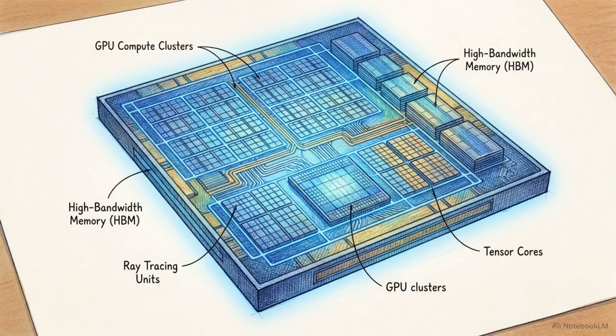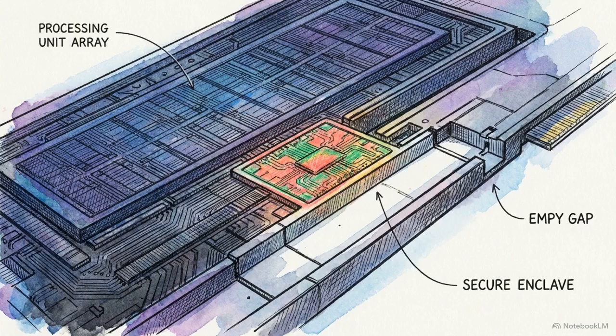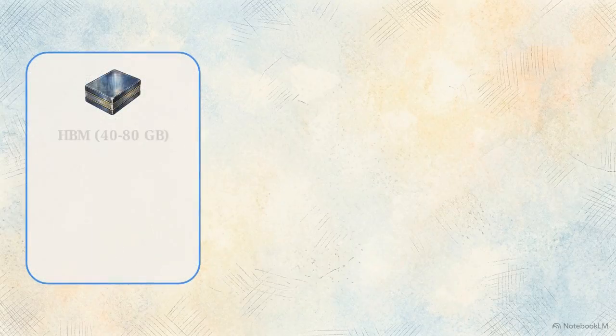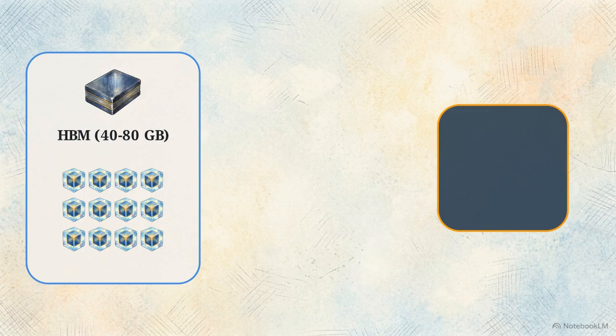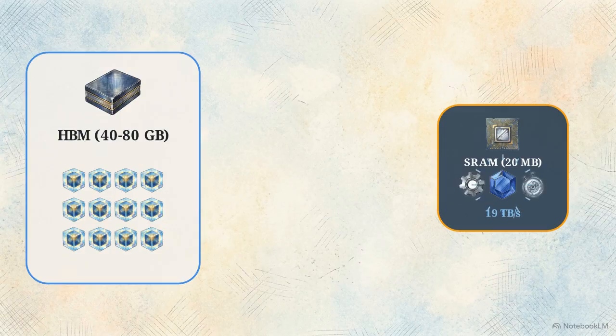an AI GPU. The critical components are not just the compute cores, but the distinct physical pools of memory. The majority of the chip's memory is high bandwidth memory, or HBM. This is a massive reservoir, usually holding 40 to 80 gigabytes, where all the model's weights and input data natively reside. In contrast, the center of the chip houses the SRAM. This is a tiny 20 megabyte cache where the actual arithmetic happens. It is exceptionally fast, processing data at 19 terabytes per second.